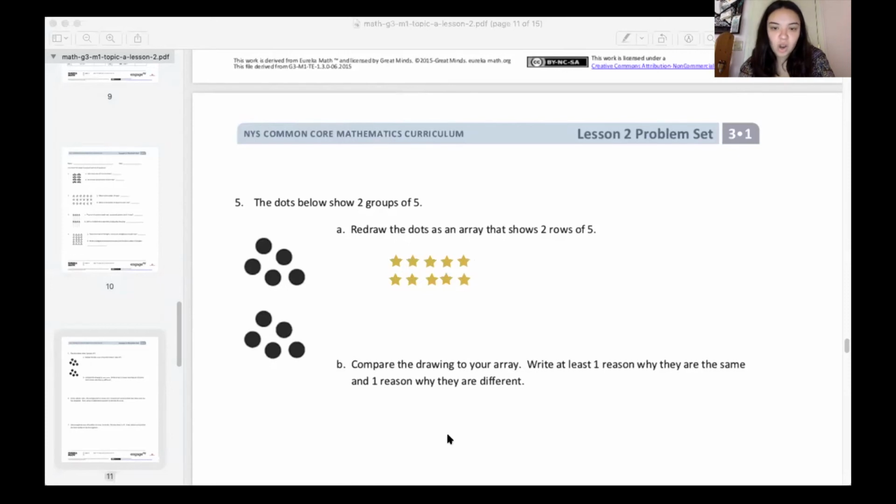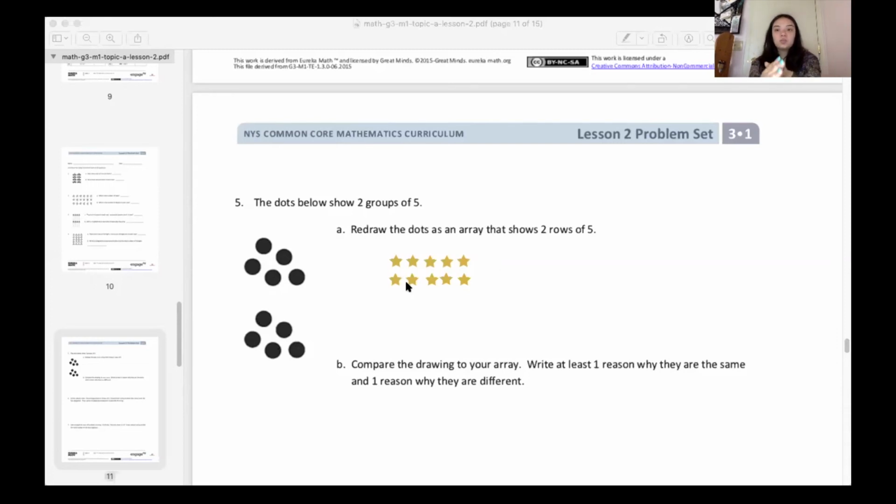To compare the drawing to your array, what is one reason that they are the same and one reason that they are different? One reason that they are the same, I'm not going to write it out, I'm just going to tell you. There are the same number of stars here and the same number of dots here. There should be 10 total. 1, 2, 3, 4, 5, 6, 7, 8, 9, 10, and 2 rows of 5 is 10. So 5 plus 5 equals 10.